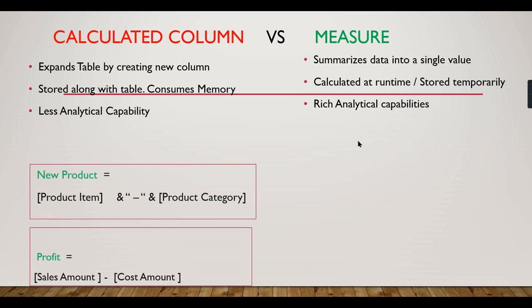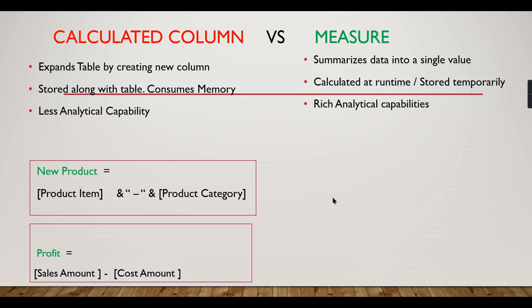So let us quickly see some examples so that it will be very easy to understand. You want to create a new column, right? So you have a product item and you have a category. You need to combine them and put it in a new column. In those cases, you can have the formula like this: product item, this is the concatenator symbol, ampersand, concatenated with a hyphen and product category.